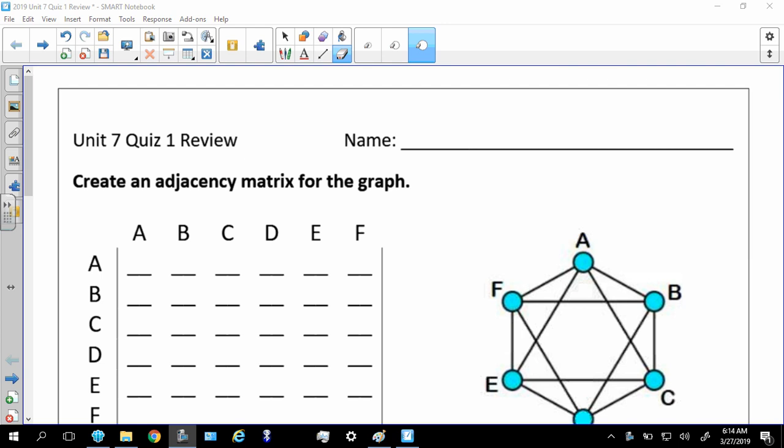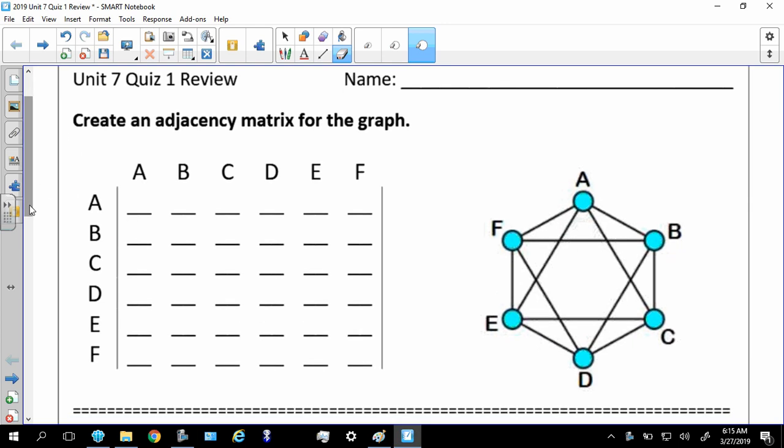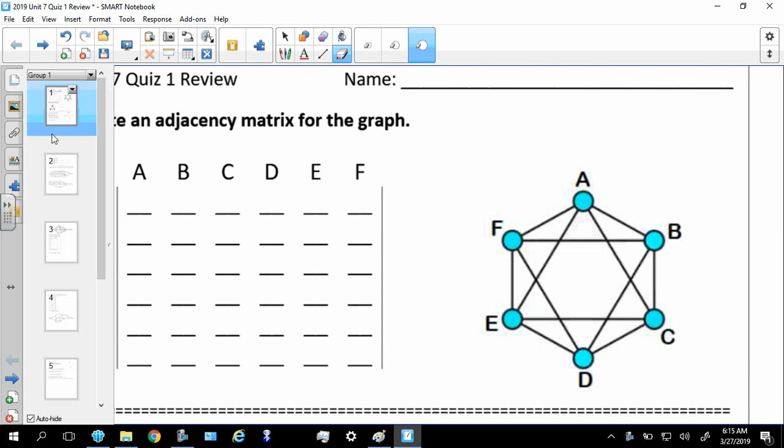In this video, we're going to talk about the Unit 7 Quiz 1 review. So hopefully you are following along as I'm going through this, so all your questions will be answered. All right, the first question we have is, it says create an adjacency matrix for the graph. Now you guys might be like, I don't really know what he's going for with this. So let's skip to a question that you're used to.